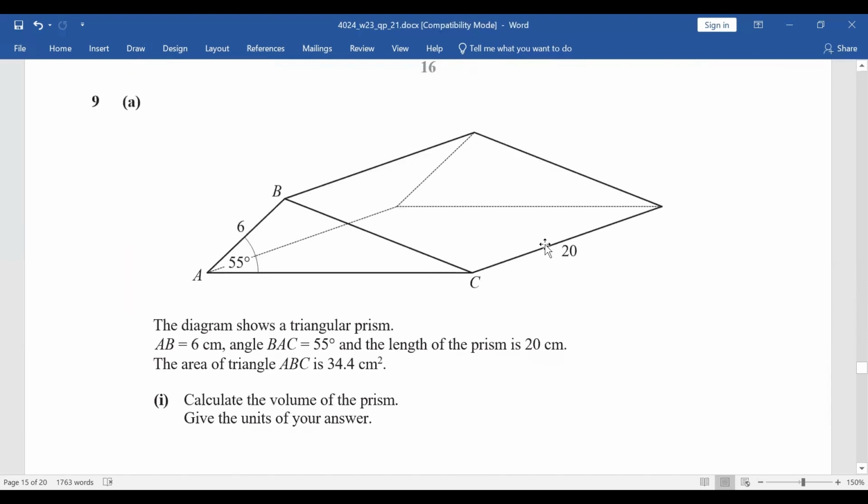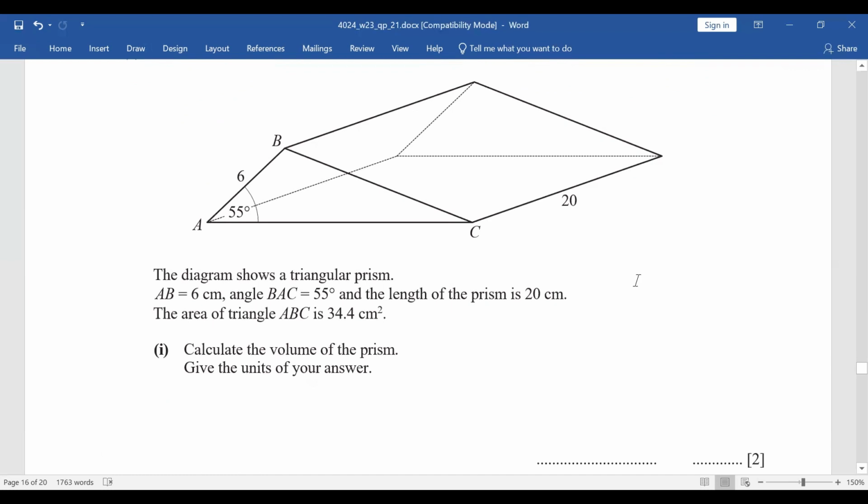Okay, next problem. The diagram shows a triangular prism. AB equals 6 centimeters, angle BAC equals 55 degrees, and the length of the prism is 20 centimeters. The area of the triangle ABC is 34.4 centimeters squared. Calculate the volume of the prism. Give the units of your answer.